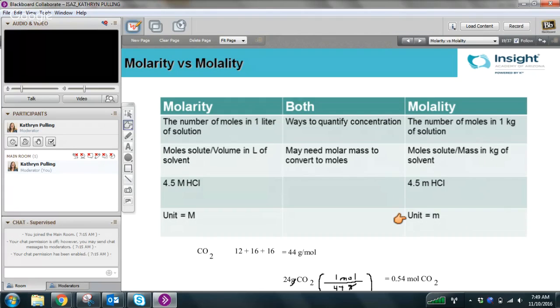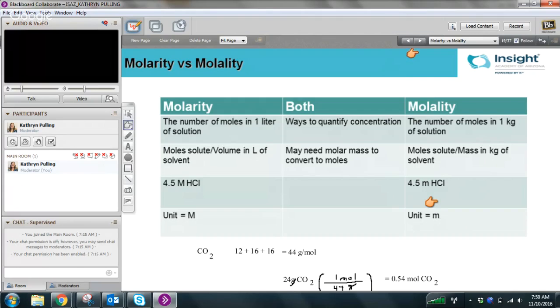Now, as a quick review, we've seen this unit before. Little m means meter. So this is a really important reason why you have to put the chemical that you're dissolving at the end, otherwise it looks like you're giving me a length. So when you write these out, for example on a written part of the test, write 4.5 little m and then the chemical formula for the substance you're dissolving.